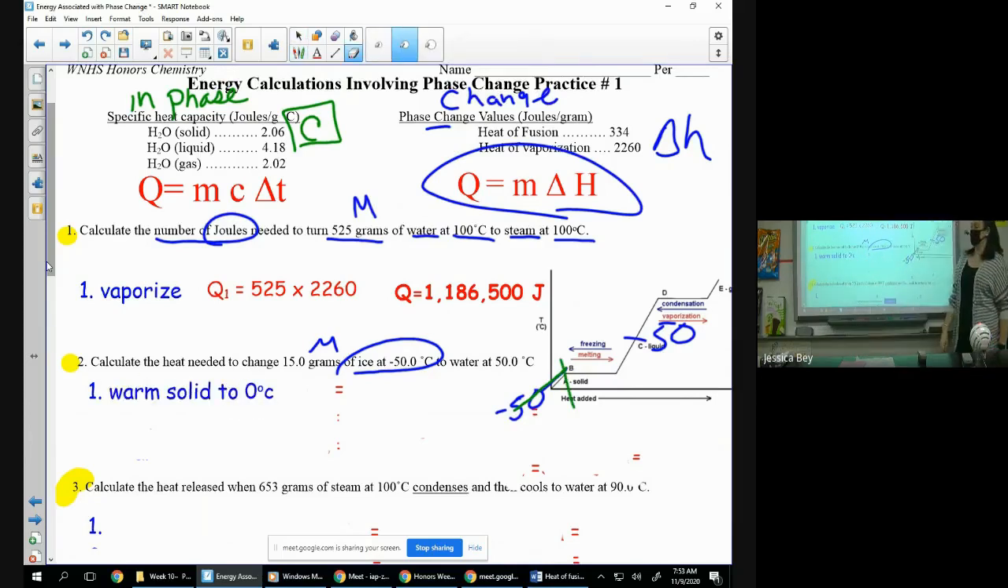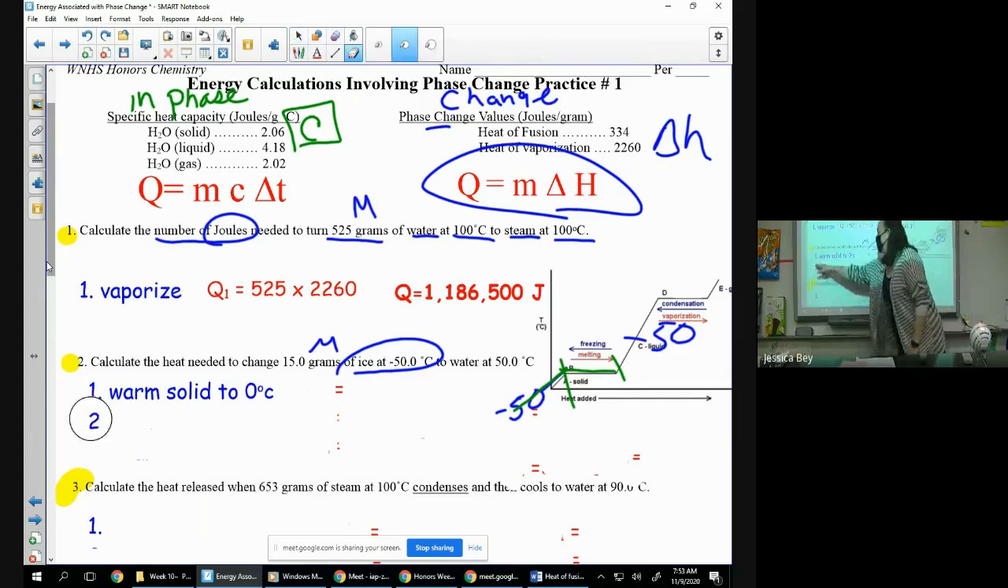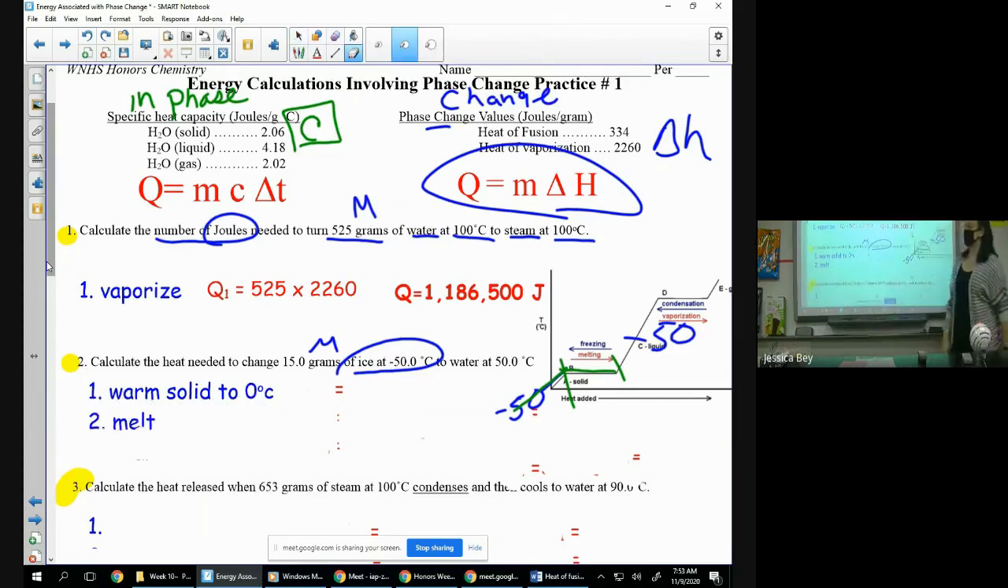Warm solid to 0. Now I'm solid at 0. I need to stop and I need to melt. Okay, again, the blue is what you're thinking in your head. Eventually, if that can fall away and you can just do your Qs, you're fine. Now I'm over here. I am now liquid at 0. And I want to be liquid at 50. So now I need to warm my water to 50.